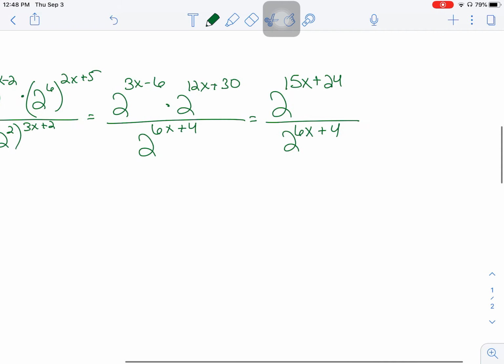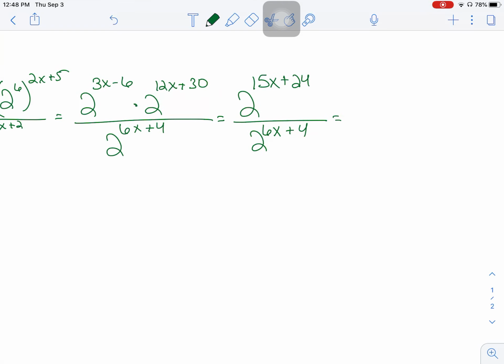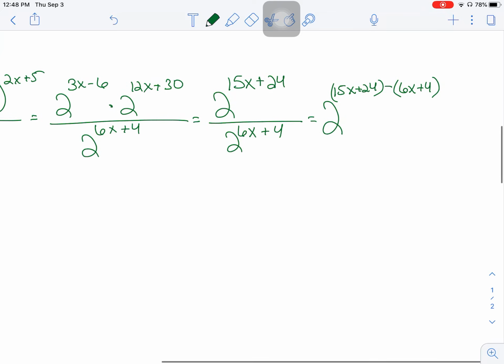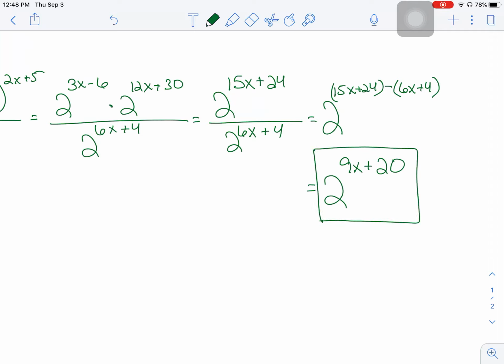All right, I'm going to subtract my exponents because I'm dividing the like bases. So 2 to the 15x plus 24, right, minus 6x plus 4. And I've officially run out of room going to the right, so I'll just slide underneath. So 2 to the, all right, 15x minus 6x, 9x, and then 24 minus 4 would be plus 20. And that is as simplified as that expression becomes.